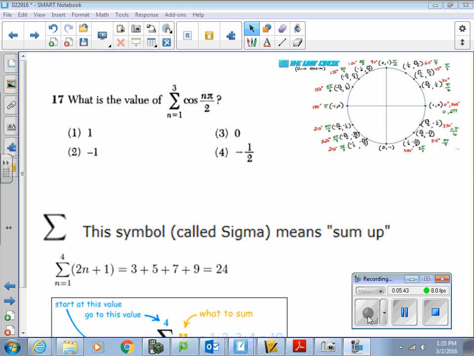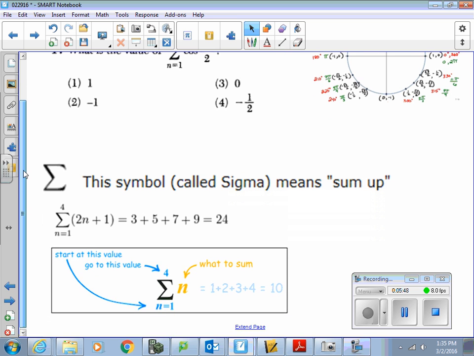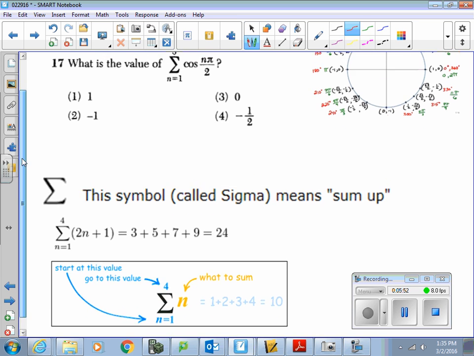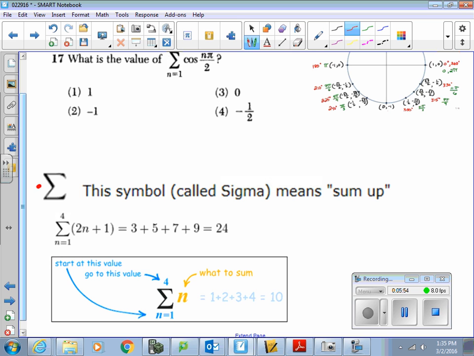All right, let's look at number 17. First of all, I want you to write down a couple of things. This symbol that you see here is called sigma. It's summation notation. So I want you to write that down.